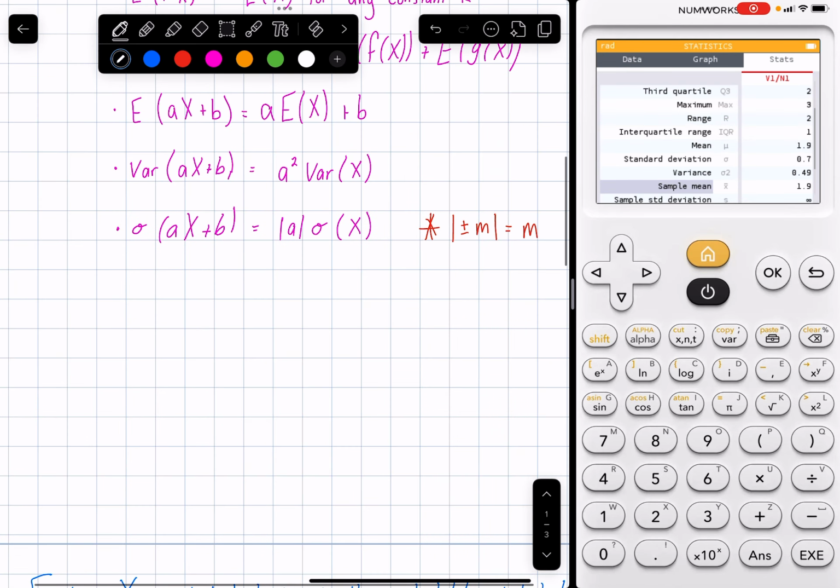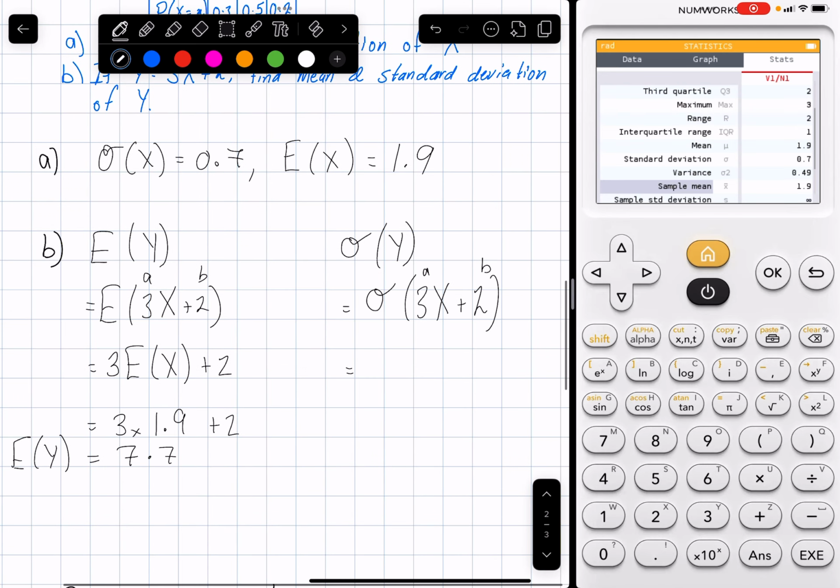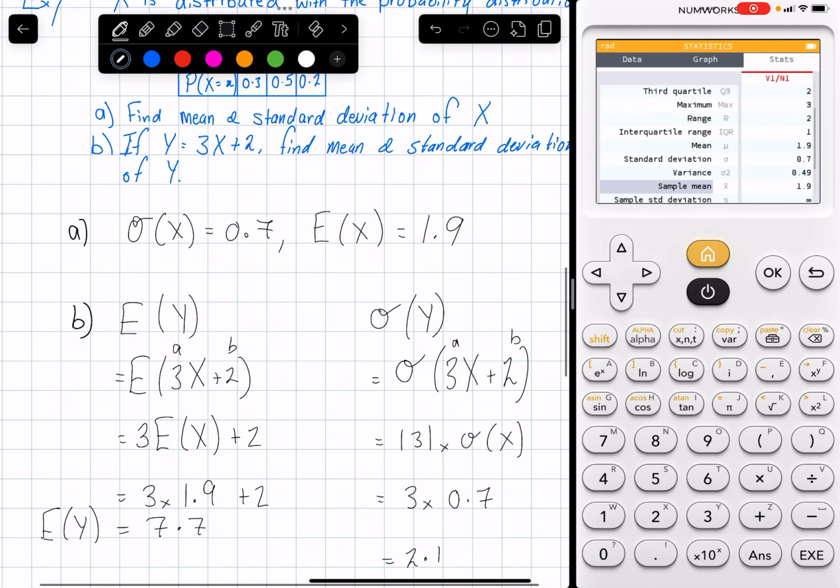And for my standard deviation, I've got the modulus of a times the original standard deviation. So I've got the modulus of 3 times the standard deviation of x, which is 3 times 0.7, which is 2.1. And that's it. So you're just using those properties to break up what you've got and find the new mean and standard deviation.